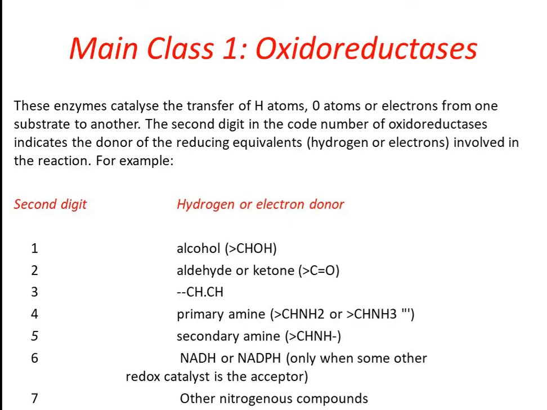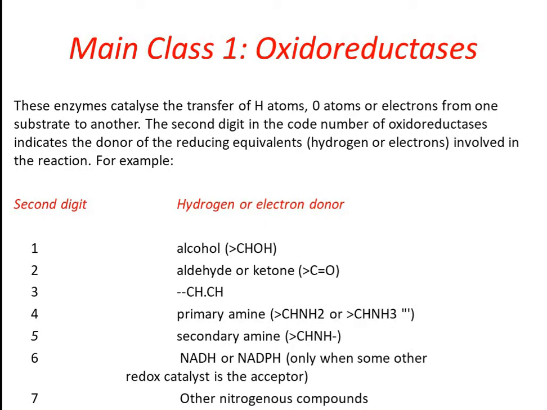The second digit in the code number of oxidoreductases indicates the donor of reducing equivalents, that means the hydrogen or electron donor involved in the reaction. For example, if the second digit is 1, then the hydrogen or electron donor is alcohol. If the second digit is 2, then the donor is aldehyde or ketone. If the second digit is 3, then the donor is CH-CH. If the second digit is 4, then the donor is primary amine. If the second digit is 5, then the donor is secondary amine.